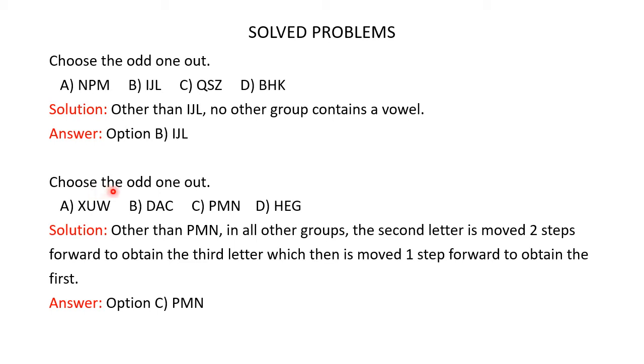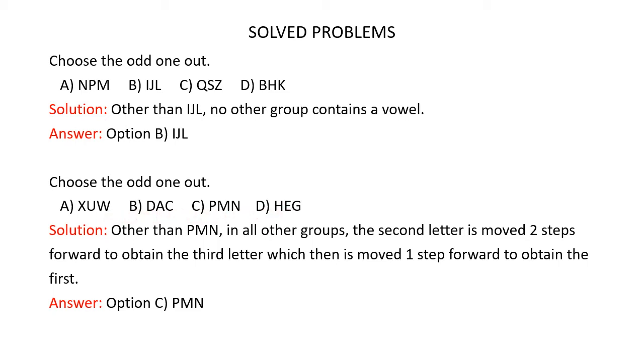Choose the odd one out. You're given four options here. Option A, XUW. Option B, DAC. Option C, PMN. Option D, HEG. Here you have to find the odd one out among these four groups of letters.